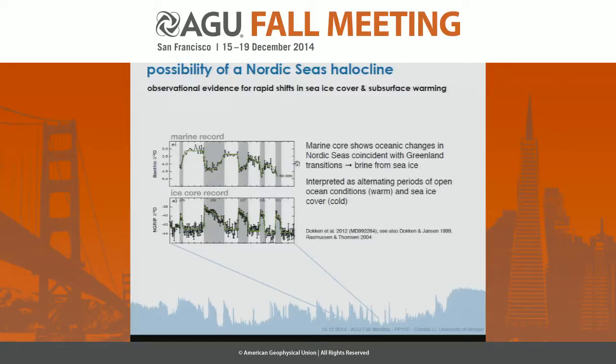This marine core off Trondheim recently, for example, is very high resolution and the chronology is excellent, and he can actually see at 1,500 meters depth oceanic changes that are related to brine rejection from sea ice formation, and also subsurface warming, and these are sort of matched right with the ice core record.